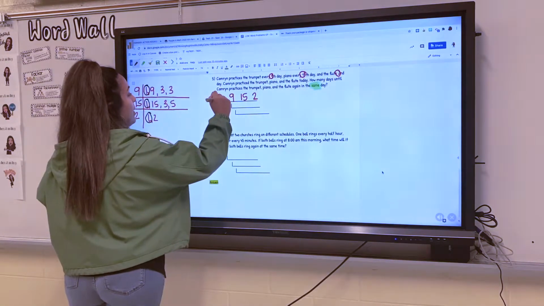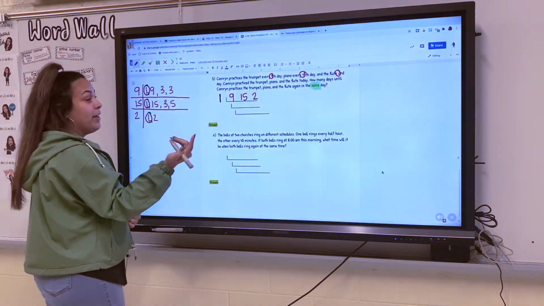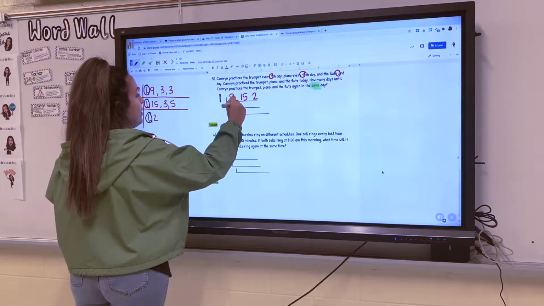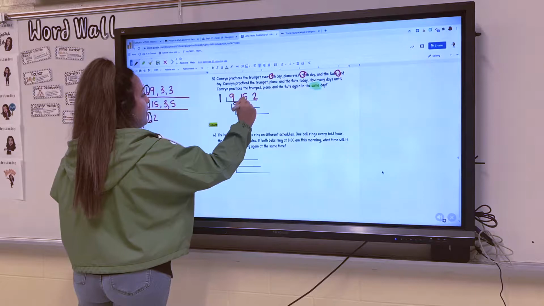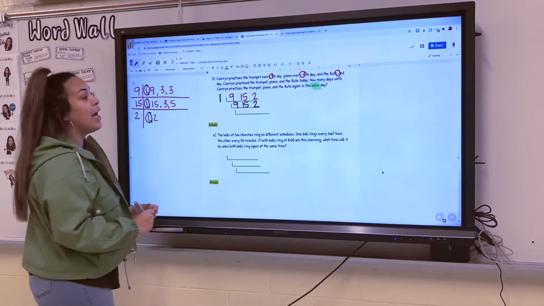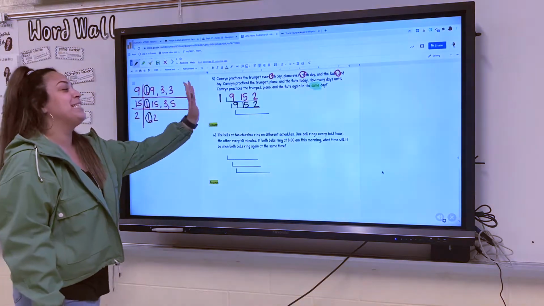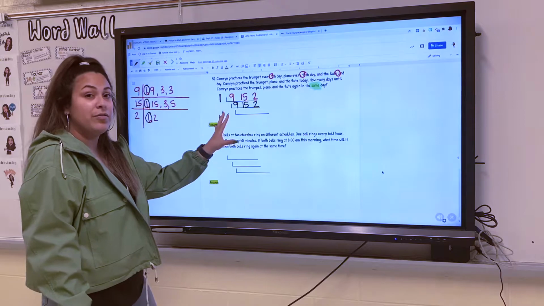So I'm going to write 1 on the outside. And then we're going to divide everything on the inside by 1. 9 divided by 1 is 9. 15 divided by 1 is 15, and then 2 divided by 1 is 2. Now we're just going to stop here because if we kept going, this would just literally be a pattern. So we're done factoring out.